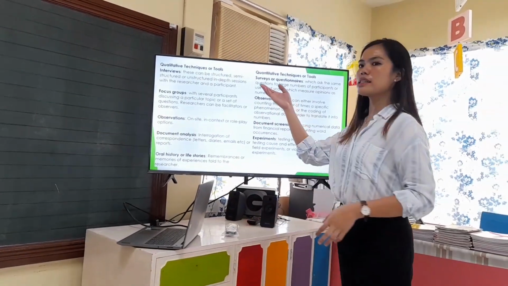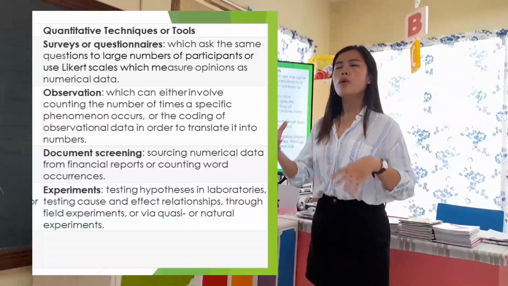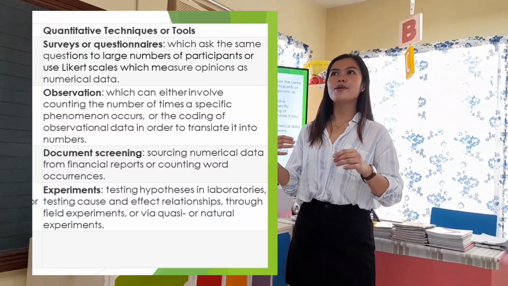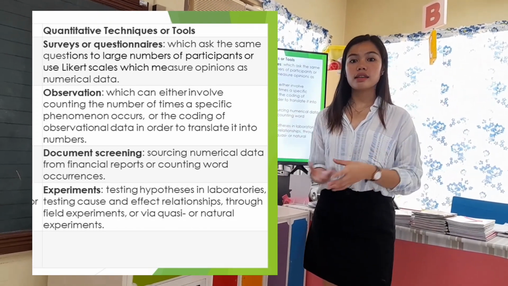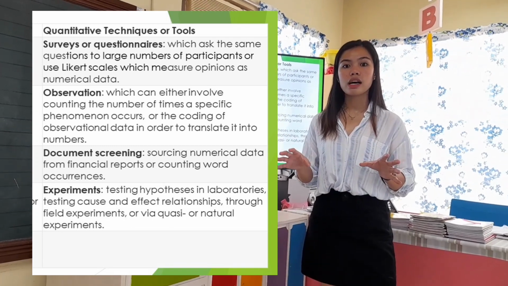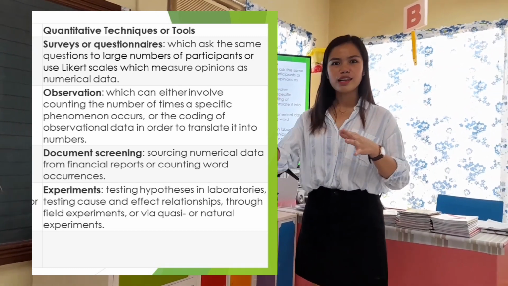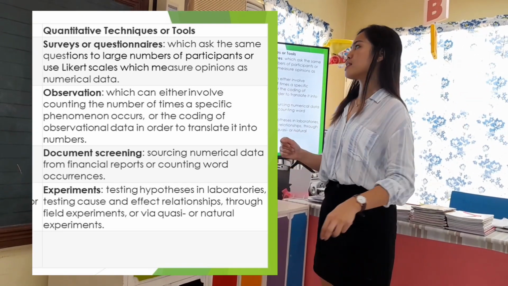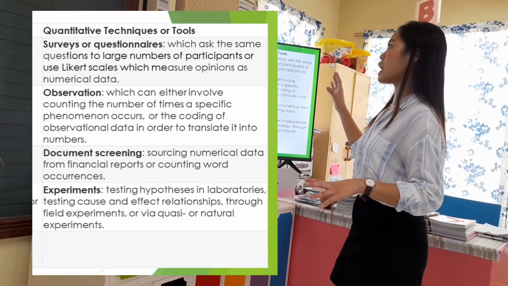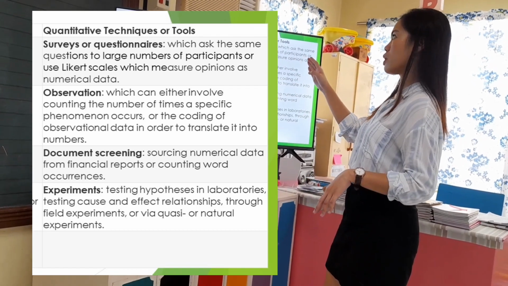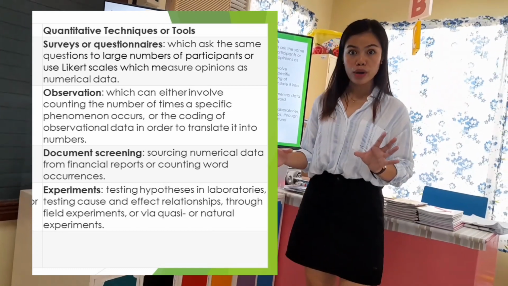Now moving on to the quantitative techniques or tools, we have the surveys or questionnaires, which most of us researchers or most people use in research because it weighs the data. Since it is numerical data, it really gives us a good foundation and good quality control of the research findings. Surveys and questionnaires, which I told you most of us use, ask the same question to large numbers of participants, or use Likert scales, which measure opinions as numerical data.